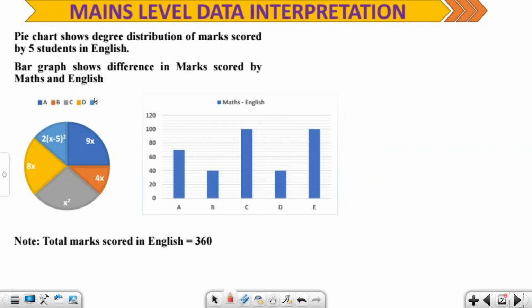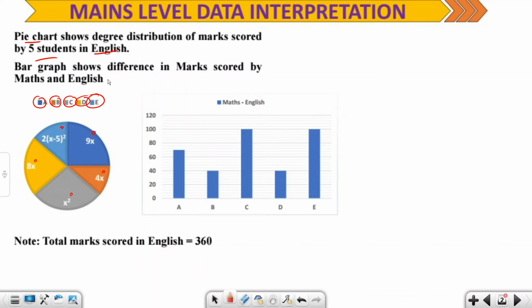See what is the question? The question is: a pie chart shows the degree distribution of marks scored by five students in English. Who are these five students? A, B, C, D, and E. Okay, these are the five students. They are given this data: A is 9x, B is 4x. It is nothing but degrees.